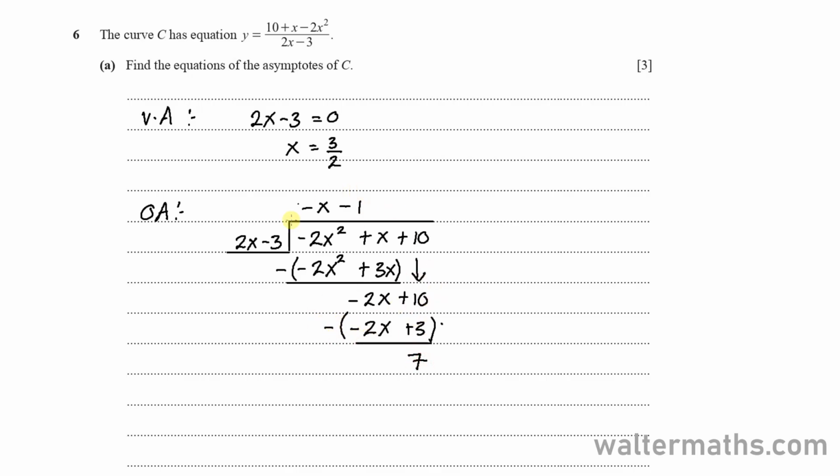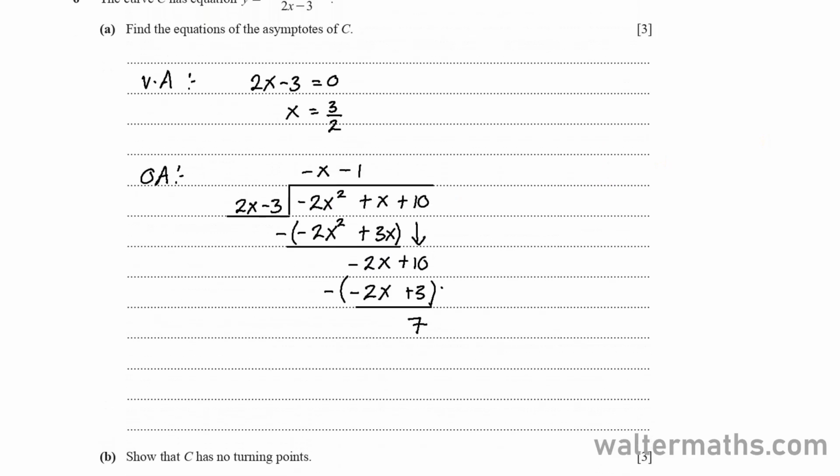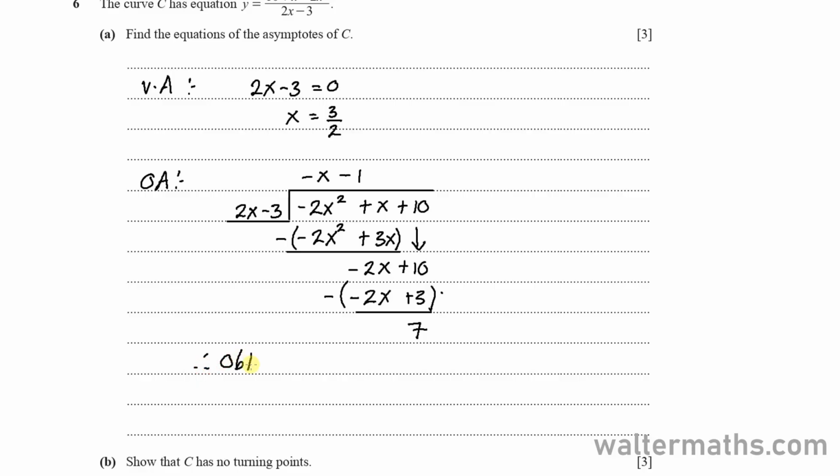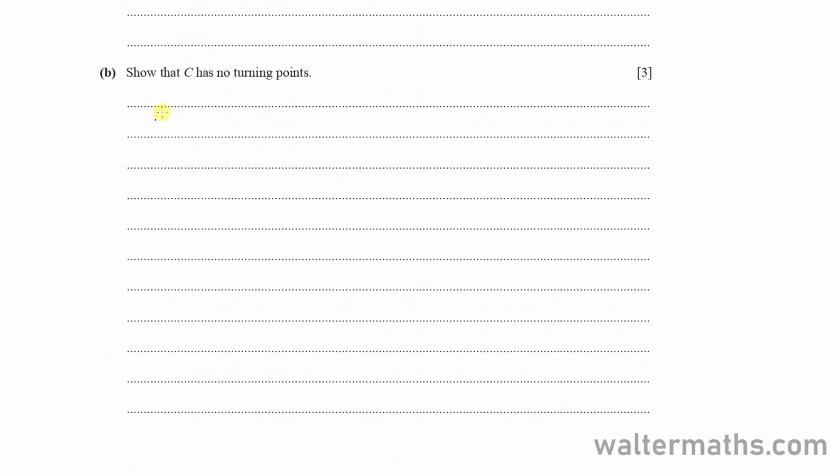But what we're concerned with is the quotient here, which is minus x minus 1. So we are saying here the oblique asymptote is y is equal to minus x minus 1. So that's the equation of the oblique asymptote. Let's go on to part B. On part B, the question goes, show that C has no turning points.